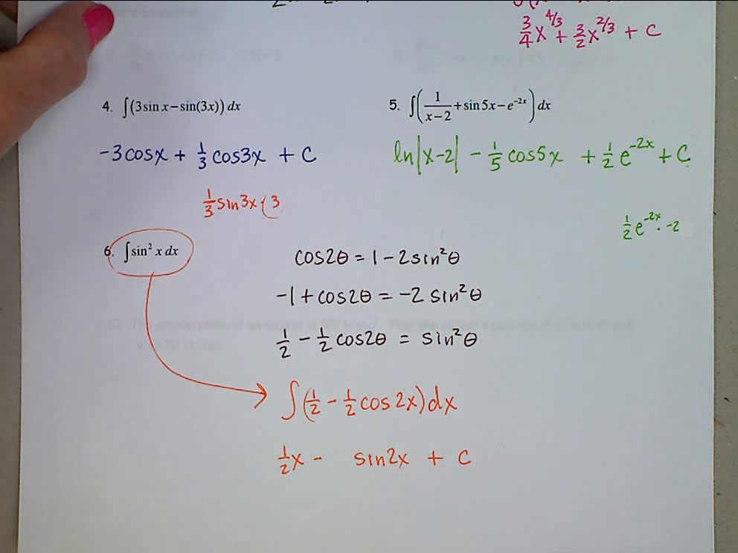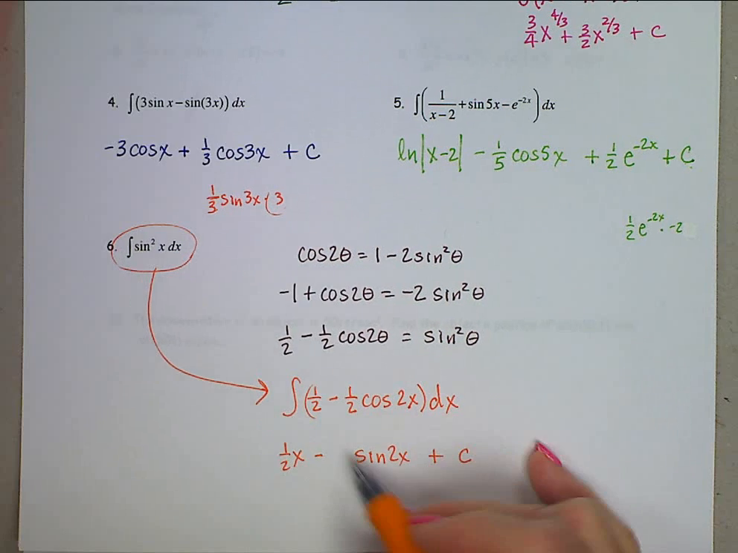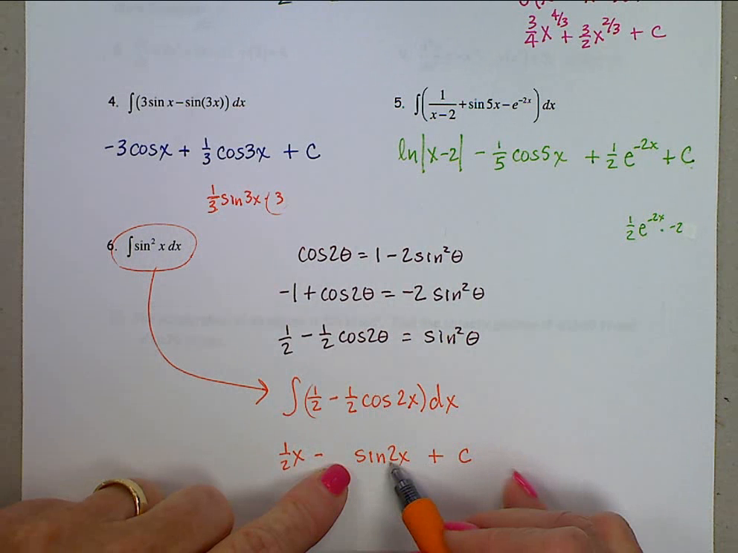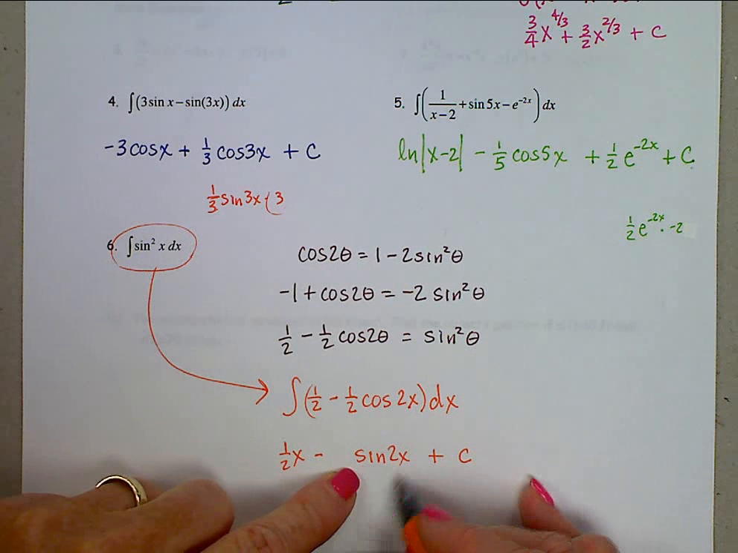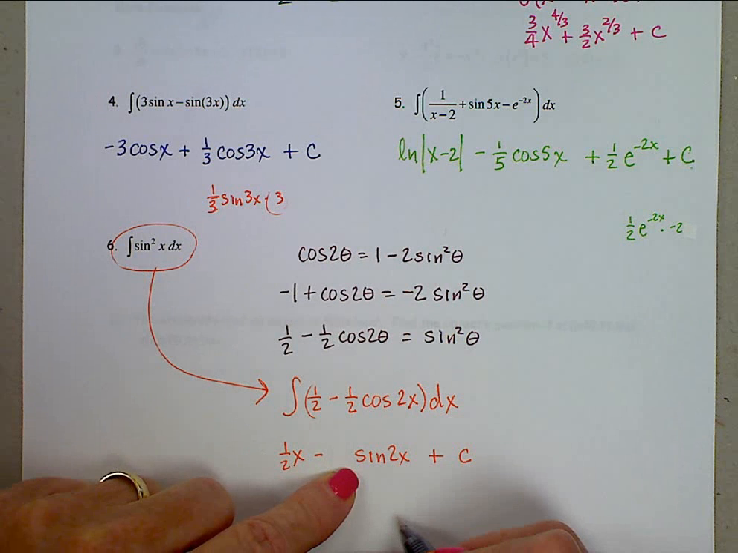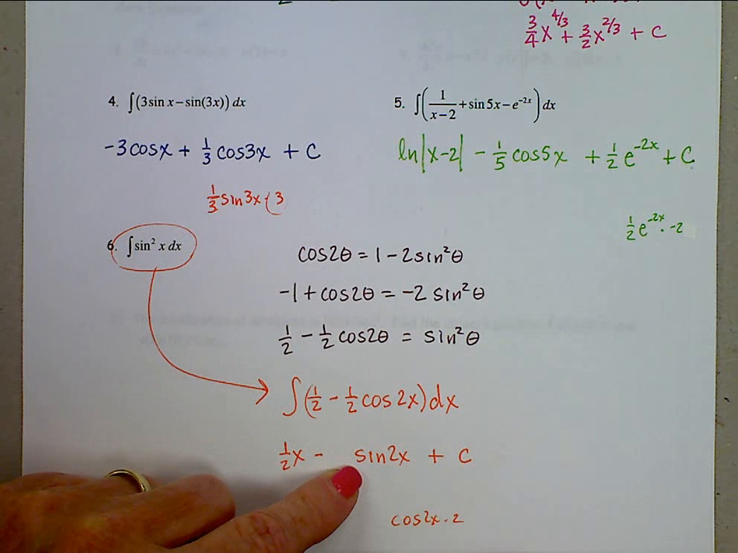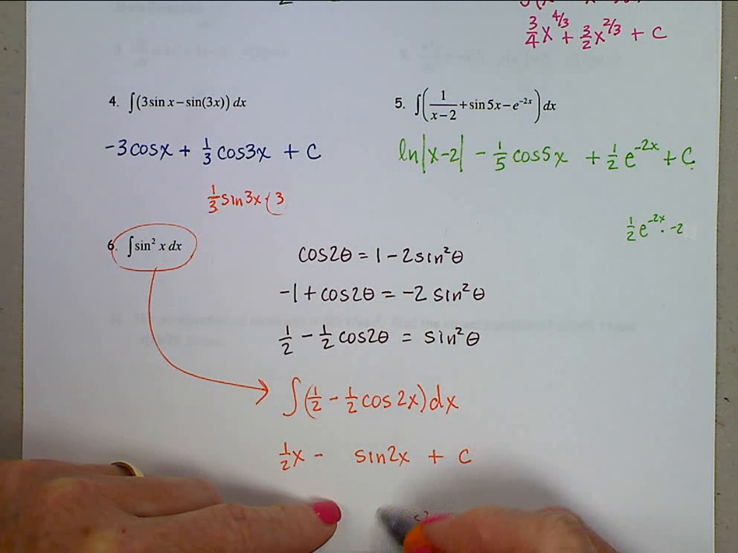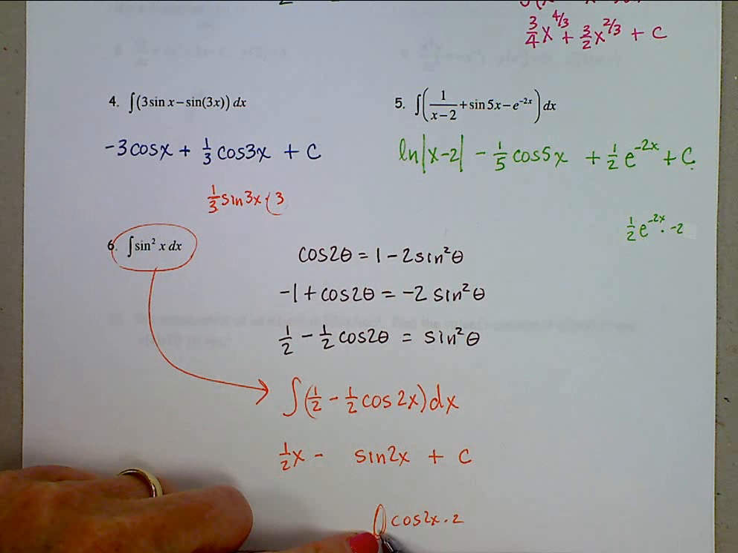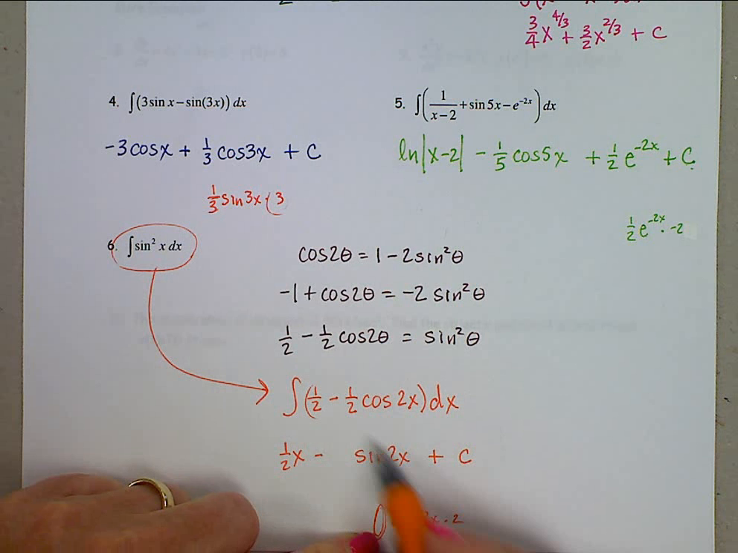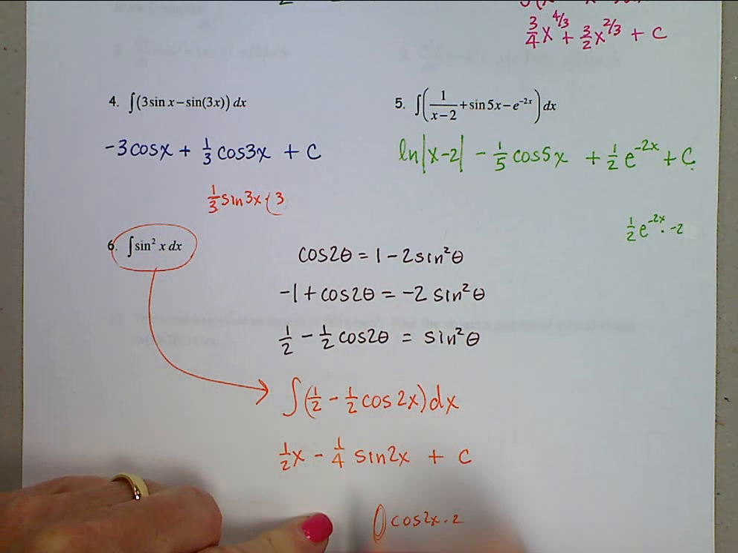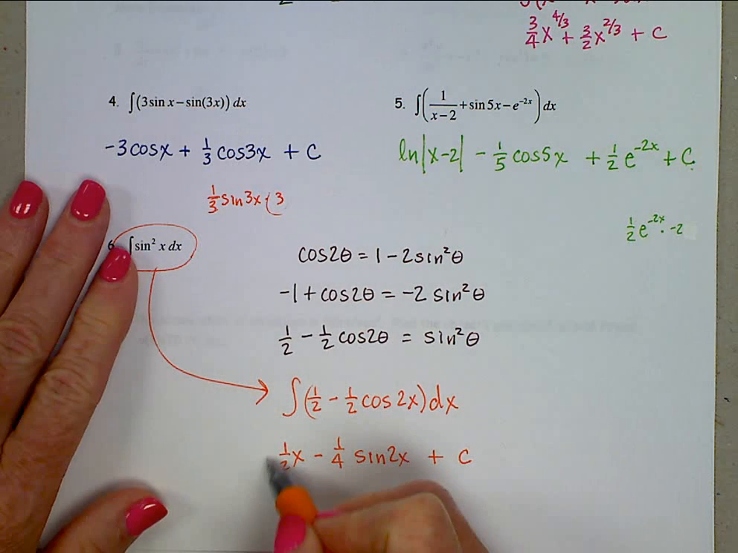All right, now come back down here to this one, and let's finish up this coefficient out here for sine 2x. The derivative on this one would have been cosine 2x times 2. So I need to put something out here so that when we multiply it by 2, we get a half. That's got to be 1/4. That's that answer right there.